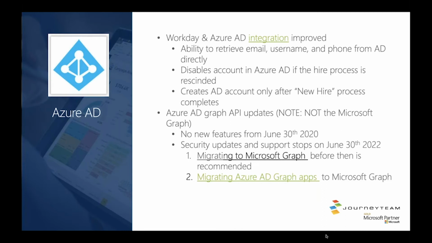Azure AD Graph API updates. If you are talking to the Azure AD Graph, not to be confused with the Microsoft Graph. Microsoft Graph is like the one monster API that you can talk to get to all kinds of services in Office 365, Azure being one of them. Prior to the Microsoft Graph existing, there was an Azure AD Graph API specific to the Azure AD service, right? That's going away.